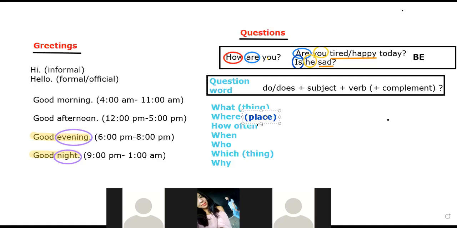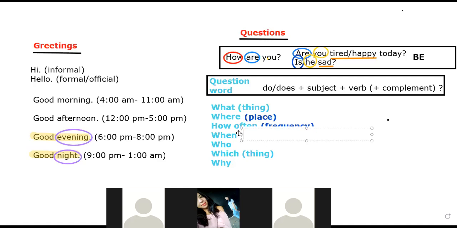All right, how often is for frequency. Okay. So how often do you eat hamburgers? I eat hamburgers once a month. I usually eat hamburgers. I never eat hamburgers. How often, right? That is for the frequency. Okay, is that clear? Yes. Good.